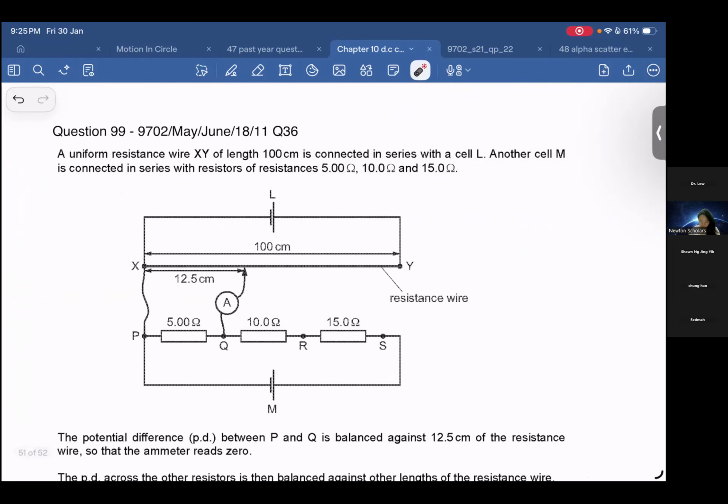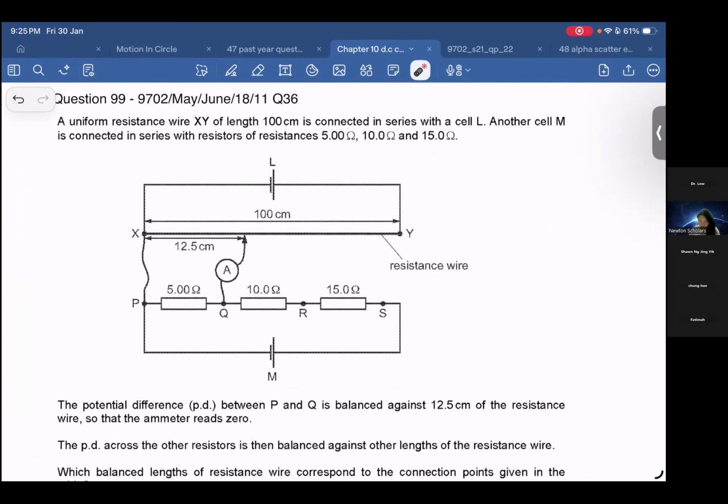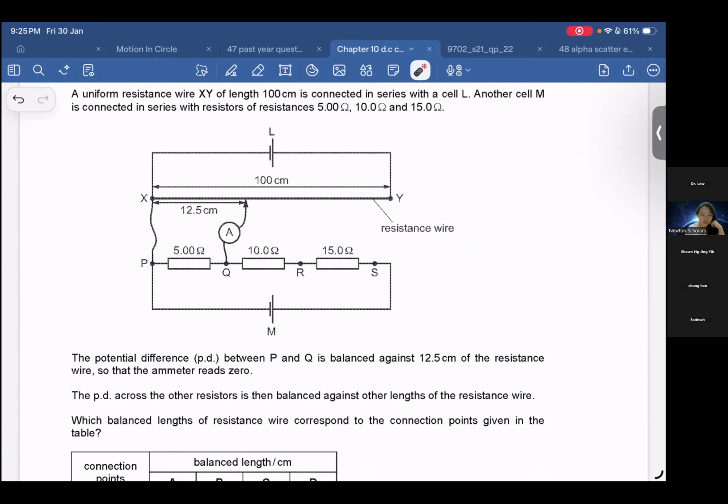Question 99. Next week we go to the last chapter. The last chapter is very easy. I think even easier than chapter 1.